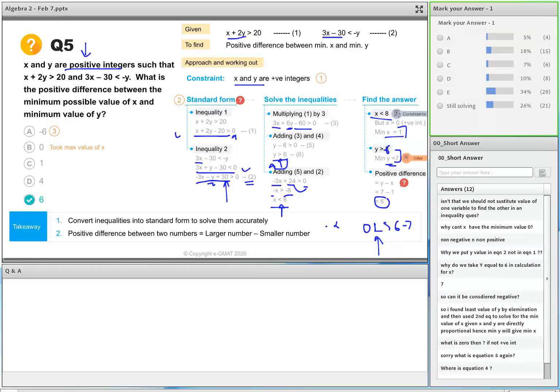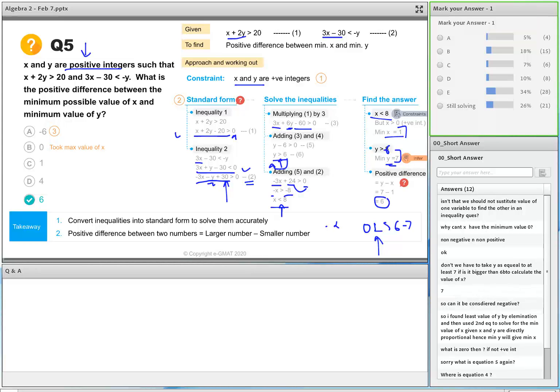Non-negative and non-positive. Yes, you can call 0 a non-negative and a non-positive number. No, 0 is not a negative number as well. Because as we discussed, perfect squares are non-negative. Perfect squares can also have the value of 0. I hope that's clear. Please do keep this in mind.